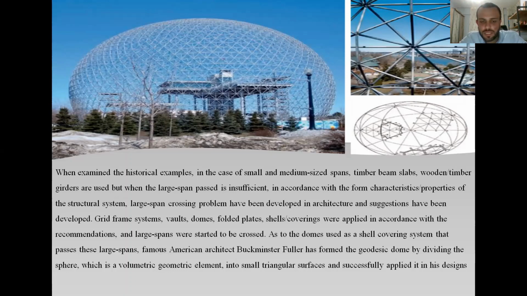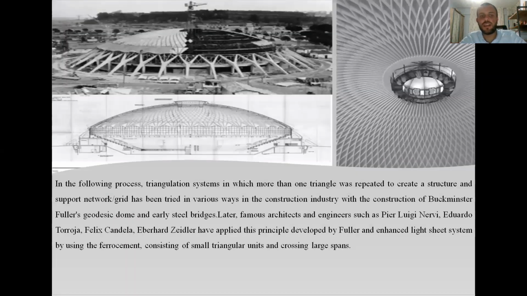the famous American architect Buckminster Fuller formed the geodesic dome by dividing the sphere, which is a volumetric geometric element, into small triangular surfaces and successfully applied this in his design.